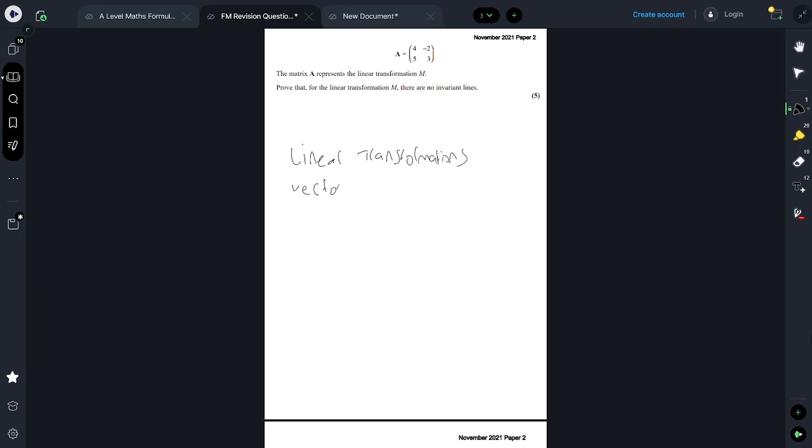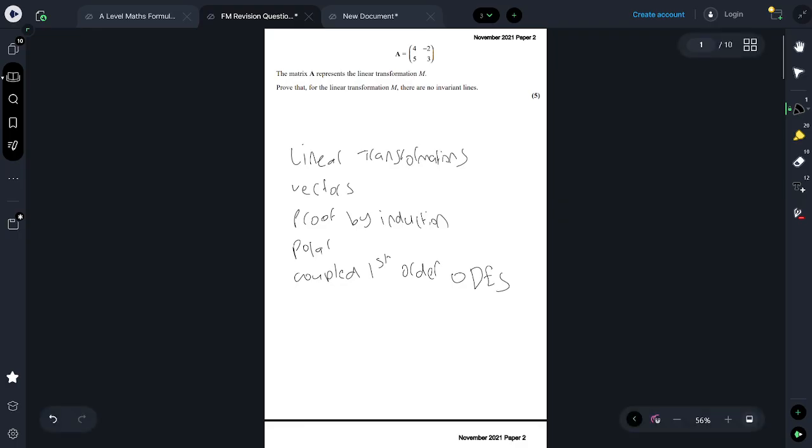Your vectors, your proof by induction, your polar coordinates, your coupled first order ODEs. This is for Edexcel, by the way, but I hope this revision will help with other specs. For Edexcel, obviously there were two differential equations, but normally they love asking for a coupled one as well. Normally there are three differential equation questions, so we're missing one. We're expecting one to come up, and I expect coupled will come up.